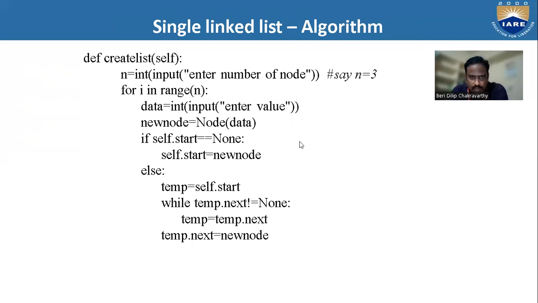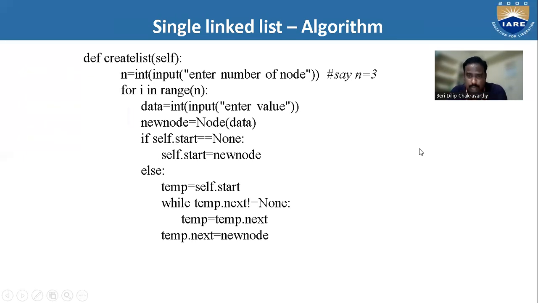If nothing is there, first I'll be creating a node. In that node, I'm going to give the data and I'm going to give the None part. If already a list is there, what I need to do? I need to go up to the end. I need to move from the starting node to the last node.